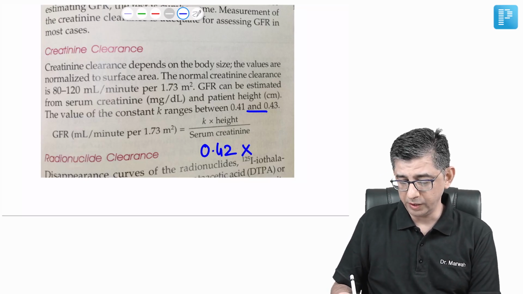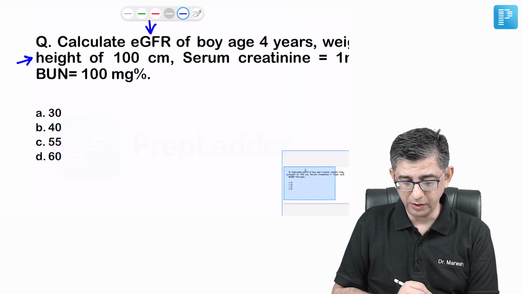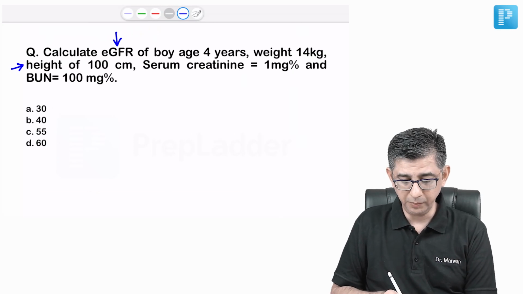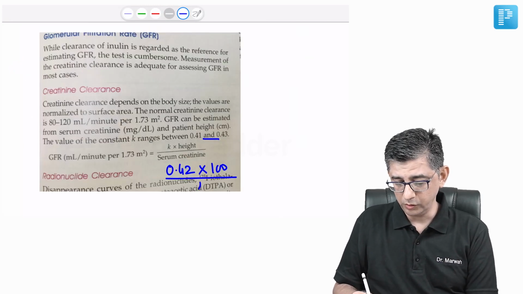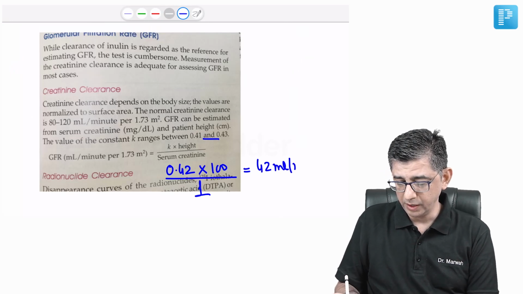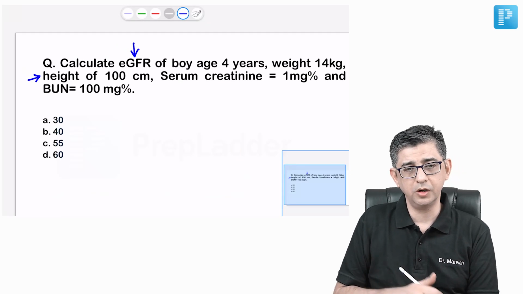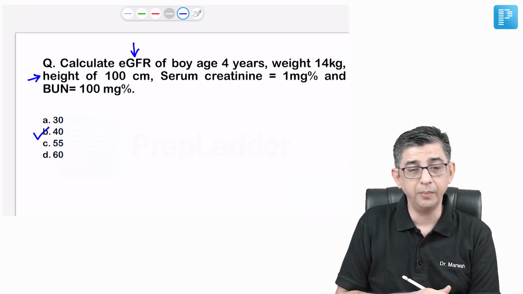You have to multiply this by the height, which was given to be 100 centimeters, right? And the serum creatinine of the patient was 1 milligram percent. So if you look at it, this would turn out to be approximately 42 ml per minute. And let's have a look at the options. The closest answer for this one would be 40 ml.